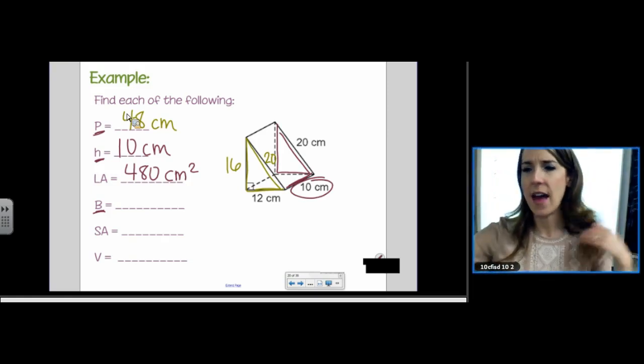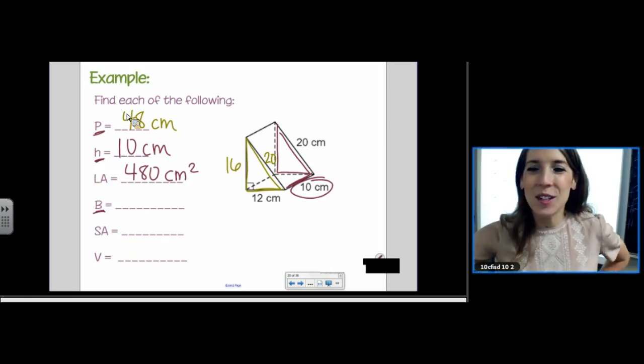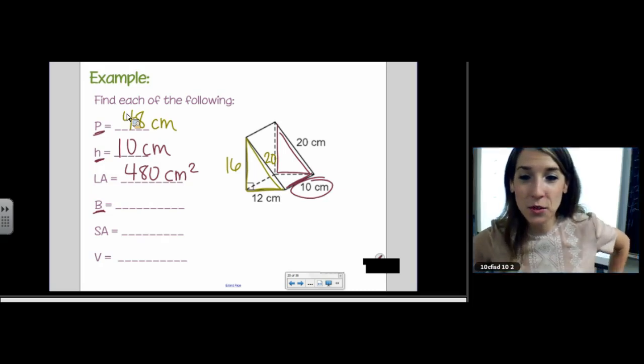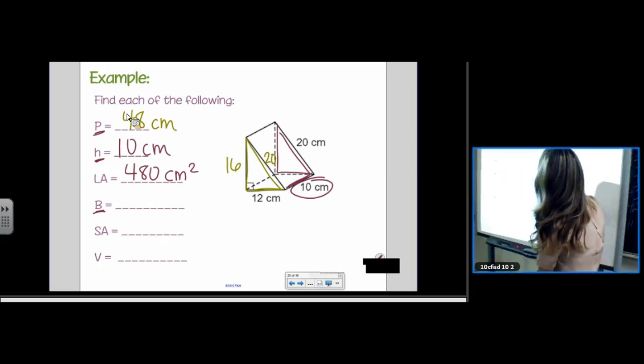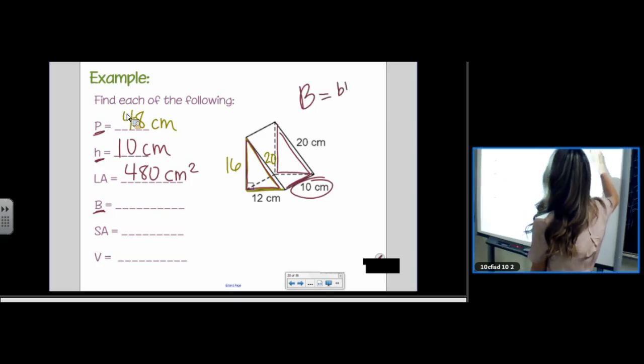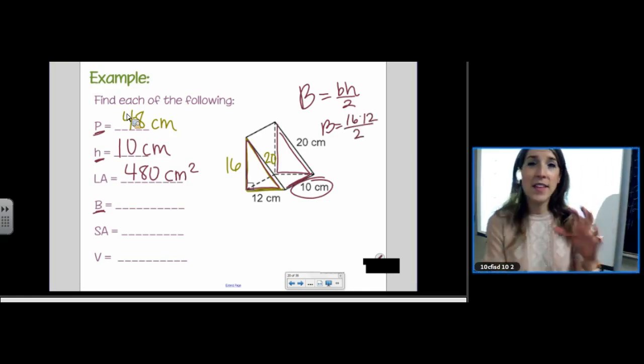What was the area of that base, Asha? Nice, 96. So to find the area of the base, you're using last unit, 2D figures. So this is a 2D figure, and its formula is base times height divided by 2. So we had to plug in 16 times 12 divided by 2. Do you see how this could get confusing?